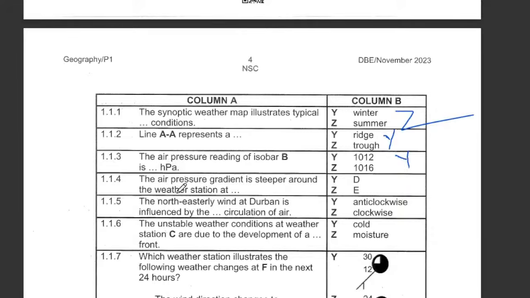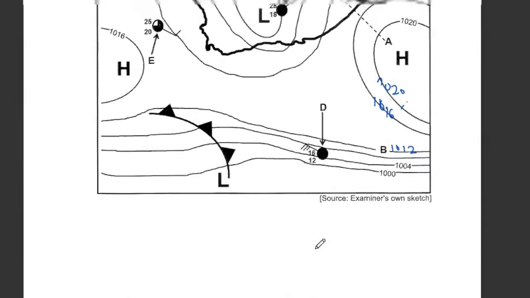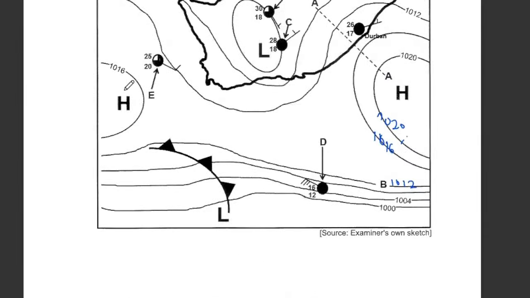Next one, the air pressure is deeper around which station model? Is it at D or E? You come here, this here is here. But when you look at here, it's a warm sector. When you look at the gradient here, the speed of the wind here is indicating itself on the station model.